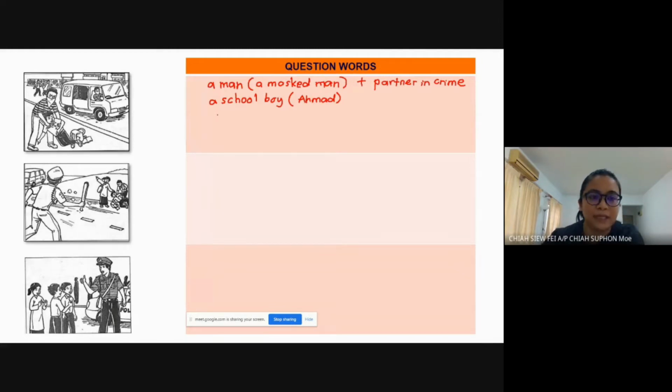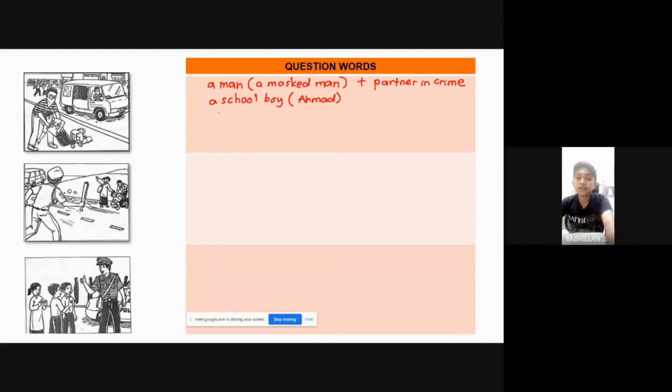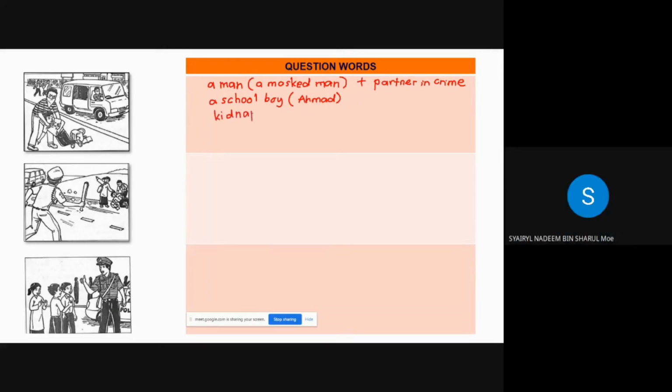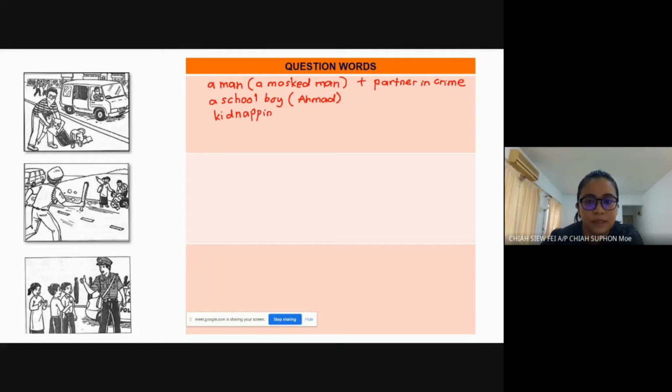Okay. So what do you think is happening in this situation? What is happening? The thief wants to kidnap Ahmad. Okay. So maybe it's a kidnapping attempt, right? Yes. Somebody tries to kidnap. So kidnapping attempt. Attempt means you try to do something, right? Okay. Kidnapping attempt.